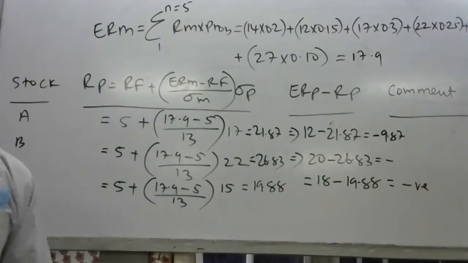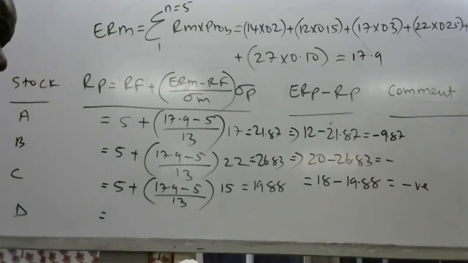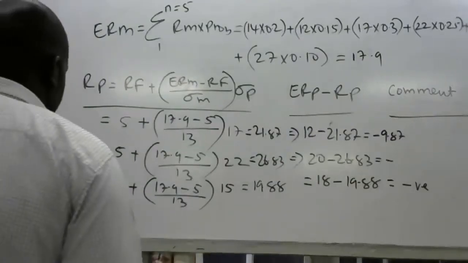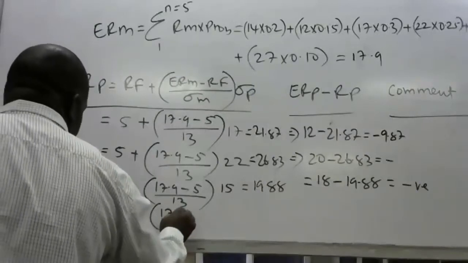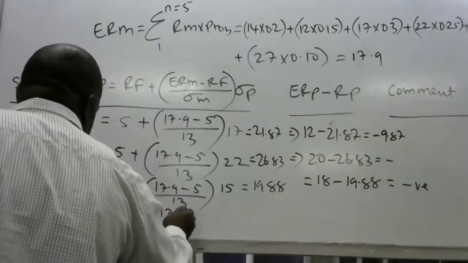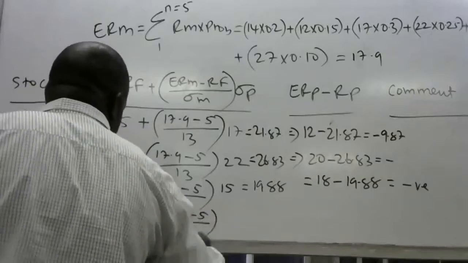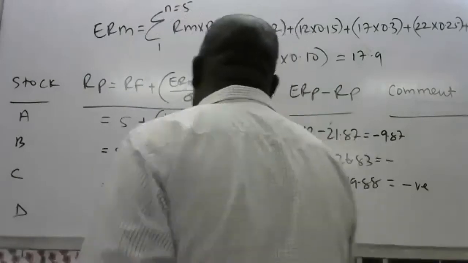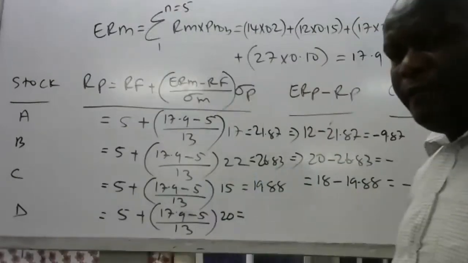Then we go to the last one. We check the last one, which is supposed to be D. We now go to D. So when it comes to D, we shall also be able to do the same. 5 plus 17.9 minus 5, also divide by 13. So this one we are meant to multiply by 20. So we get the figure for that level.